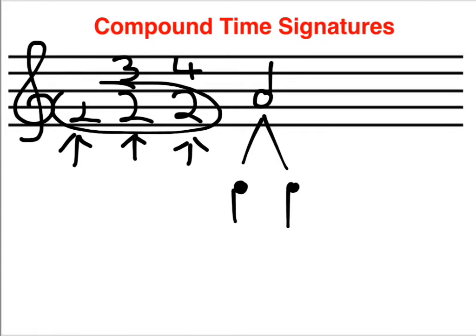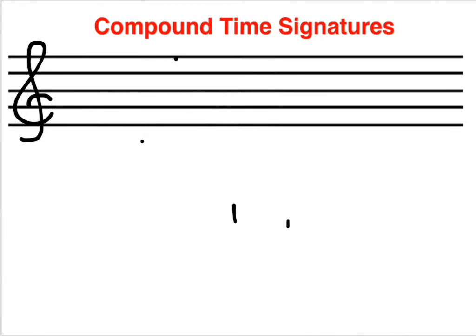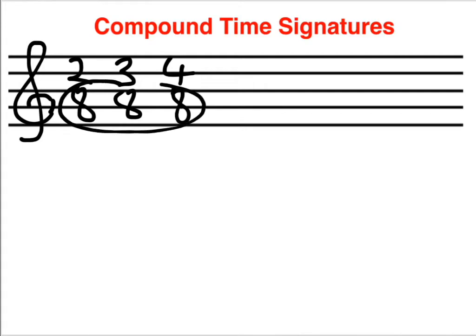It also works for the last set of time signatures we looked at, which were quavers. If we were in 2 quaver beats per bar, or 3 quaver beats per bar, or 4 quaver beats per bar, the bottom number in all three is 8, and as I said, that equates to quaver beats. Again, each quaver beat can be split into two equal notes, this time semiquavers.